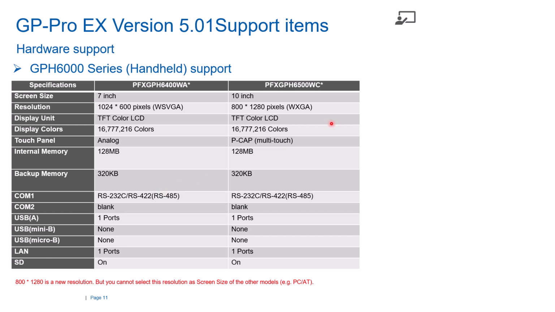Okay, some more details about the two handheld models that are being released and supported by version 5.01. You can see here two different sizes, 7 and 10 inch, and you can see the 10 inch is in a portrait mode configuration. And then you can just look through here to see the different characteristics. And then you can see here's a note about that new resolution: even though it's in this unit, this is not a settable resolution in GP Pro EX for anything other than this unit.